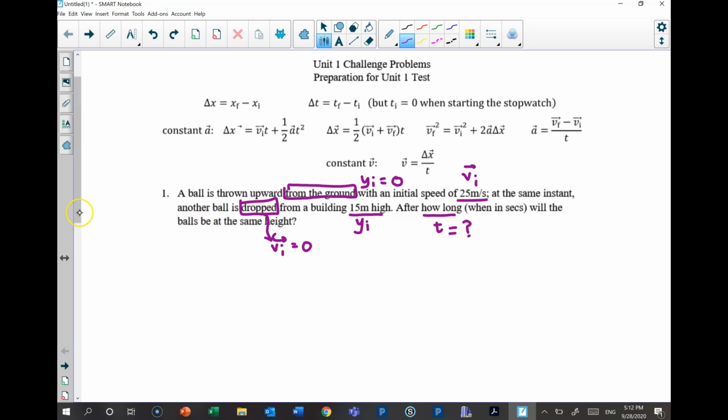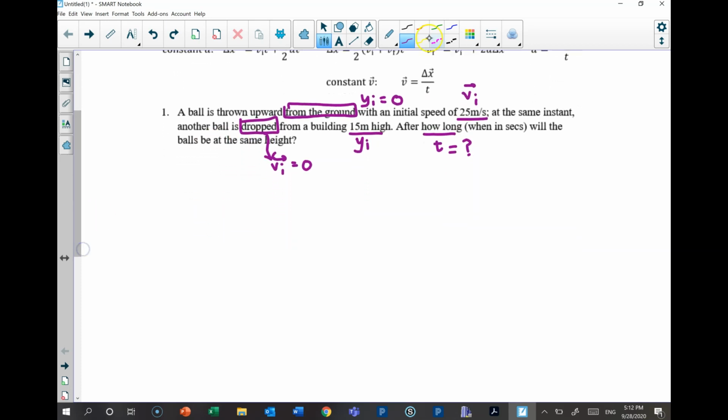will the balls be at the same height? Now the trick here is to realize that if one ball is going up and in the same instant the other starts to fall down, then they will be in the air for the same amount of time t. T is the same for both. Additionally, they will have the same final height. And that's going to be really important information for solving this problem. It's the key to moving forward.